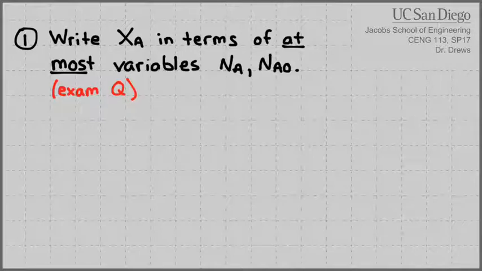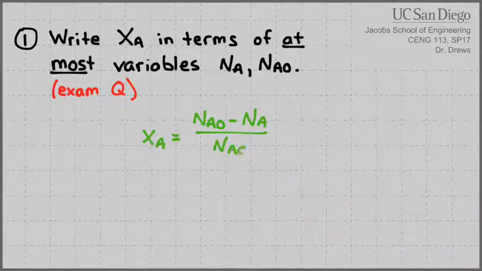Most often we use this because we're trying to keep the expression simple, right? We're trying not to make you solve something in a way that's quite difficult. We're trying to get some understanding of whether or not you know the general expression that we're searching for, right? So if I have x sub a in terms of at most the variables n sub a and n sub a not, an acceptable solution for this would be something like x sub a is equal to the moles of A initial minus the moles of A final over the moles of A initial. Right? That would be fine.